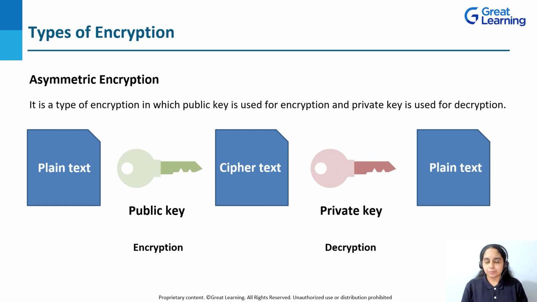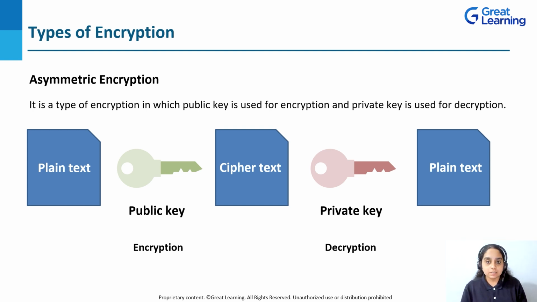Asymmetric encryption. Asymmetric encryption is also known as public key encryption. In asymmetric key encryption, there are two keys. One is the public key and the other is the private key. The public key is known to all, but the private key is kept secret and is known only to the owner. The public key and the private key should be connected to each other.